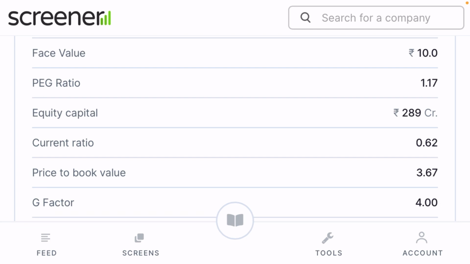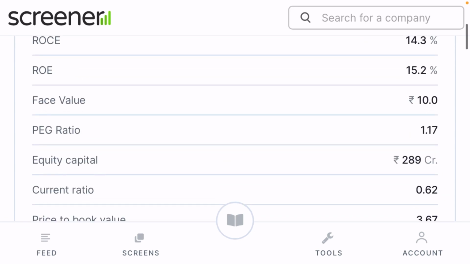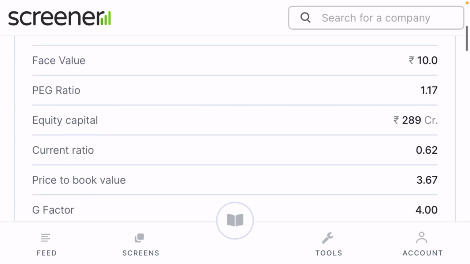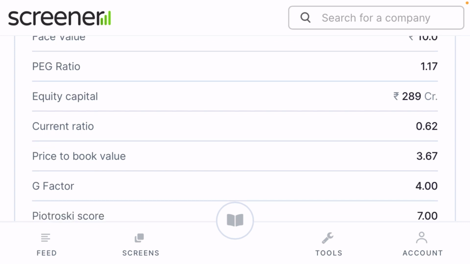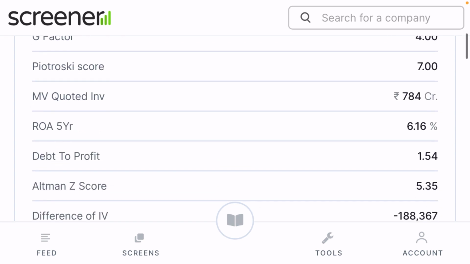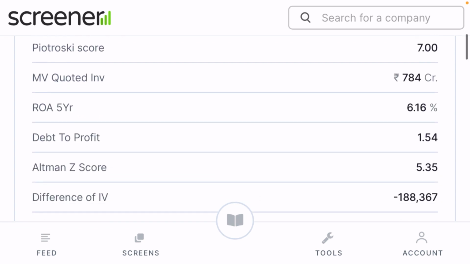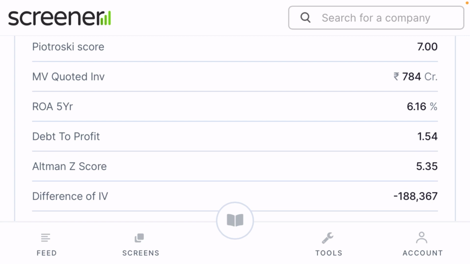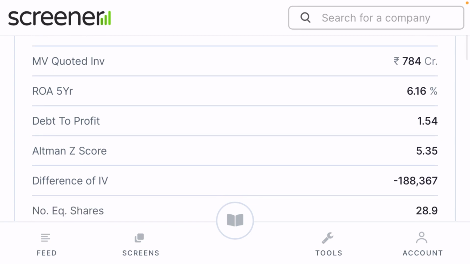Equity capital is just 289, which, considering the overall market cap, is a good capital. Current ratio is 0.62, which is the ratio of current assets to current liabilities, and that is good and genuine. Price to book value is 3.467, growth factor 4 and Piotroski score is 7. Market investment is 784 crore and return on assets for 5 years is 6.16%. Debt to profit is 1.54.